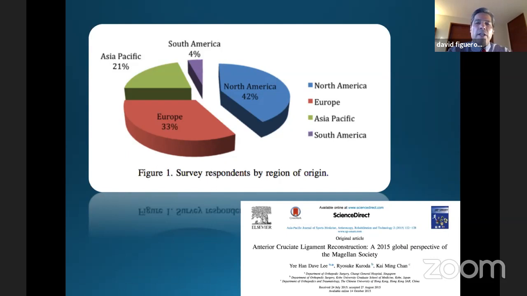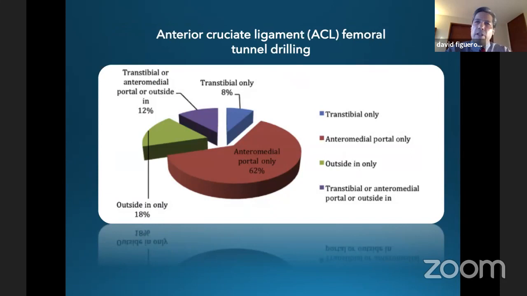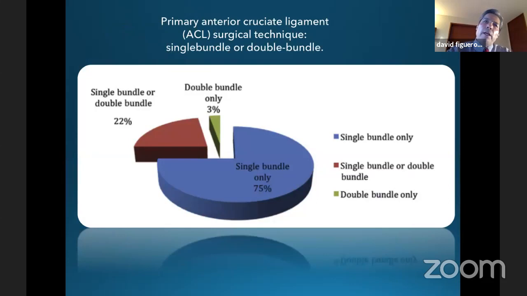As you can see, most of the surgeons nowadays are using the AM portal looking for an anatomic femoral footprint. And the transtibial technique only is performed in 8% of the surgeons. The outside-in, the technique that I use, is performed only in 18% of the colleagues. And also most of them are using the single bundle technique. As you can see, only 3% of the surgeons are using double bundle.